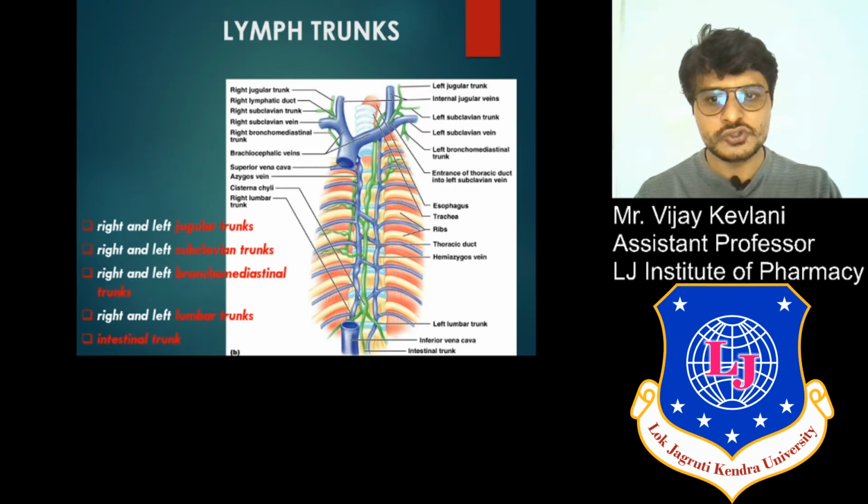Lymph trunks. There are right and left jugular trunks, right and left subclavian trunks, right and left bronchomediastinal trunks, right and left lumbar trunks and the intestinal trunk. Here you can see all the trunks.